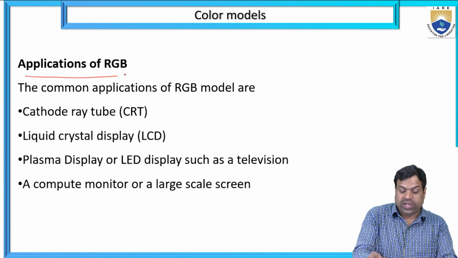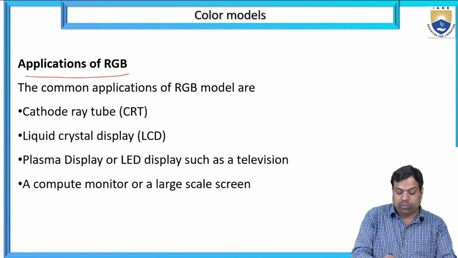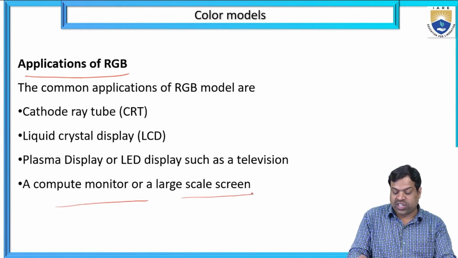And what are the applications of RGB? Red, green, blue. The common applications of the RGB model are cathode ray tube (CRT), liquid crystal display (LCD), and plasma display or LED display, such as a television. A computer monitor or a large scale screen are also under RGB.